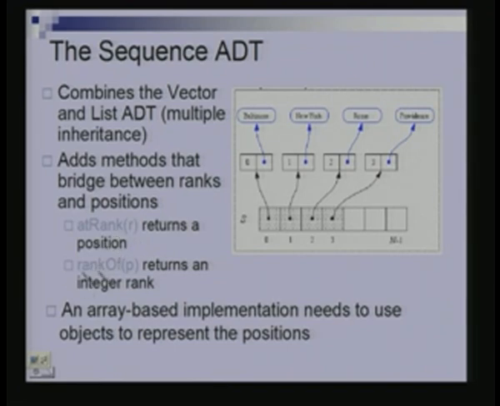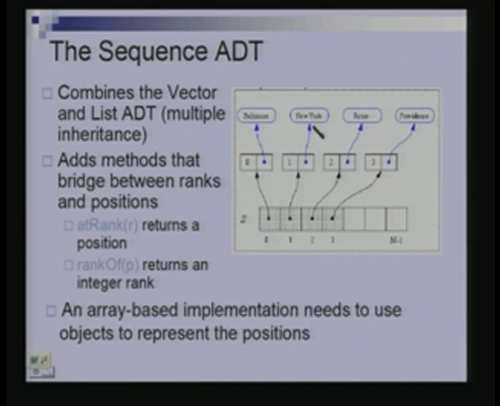How is this method implemented? Rank of P. P corresponds to a position. A position here is one of these things, right. Given a particular position, how do I know the rank corresponding to that position? I just look into this element here, that gives me the rank corresponding to this position. Given a particular rank, how do I determine the position corresponding to that? Suppose you gave me rank 1, I follow this reference, and this is the position corresponding to this rank.